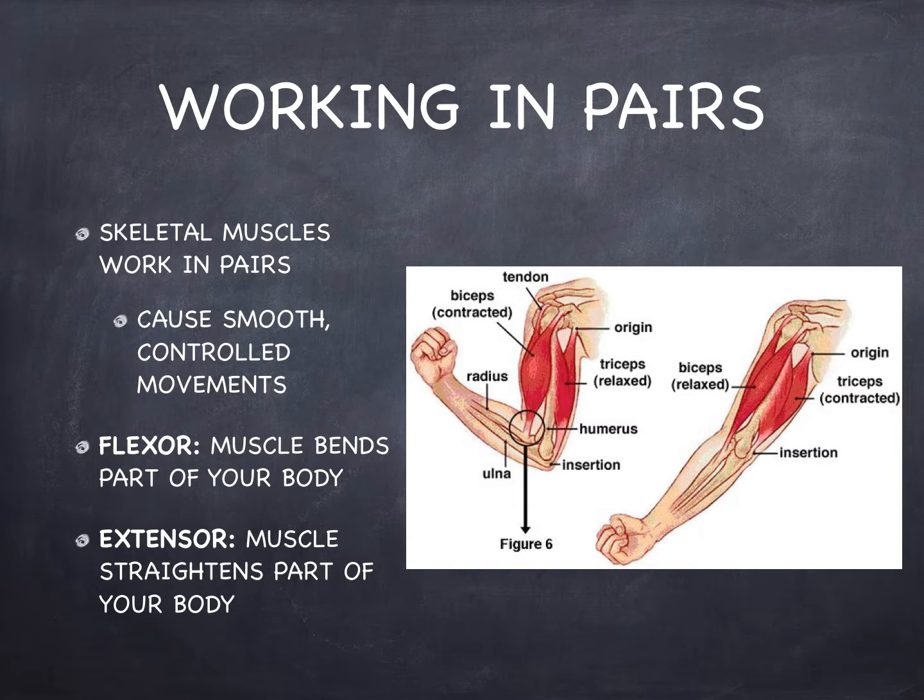The pairs have two parts, the flexor and the extensor. Now the flexor, the way to think of this is that when you flex your arm to show how big your bicep is, you are bending part of your body. The extensor is the opposite. It's actually extending or straightening part of your body.